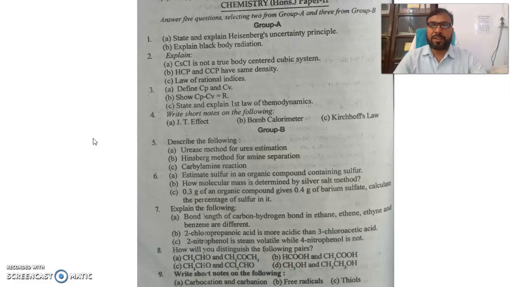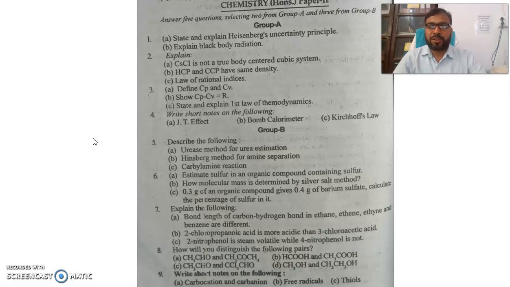Next, explain the following. Bond lengths of the carbon-hydrogen bond in ethane, ethene, ethyne and benzene are different. Explain why. Next, 2-chloropropanoic acid is more acidic than 3-chloropropanoic acid. 2-nitrophenol is steam volatile while 4-nitrophenol is not. How will you distinguish the following pairs? Acetaldehyde and acetone, formic acid and acetic acid, acetaldehyde and trichloroacetaldehyde, and methanol and ethanol.